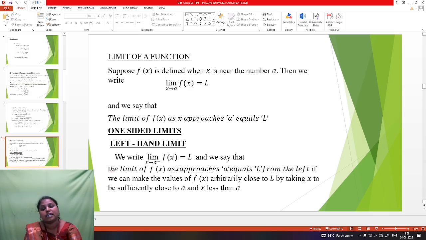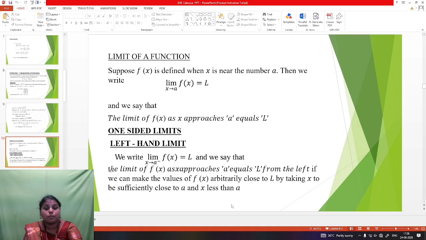If we can make the values of f of x arbitrarily close to L by taking x to be sufficiently close to a and x less than a.